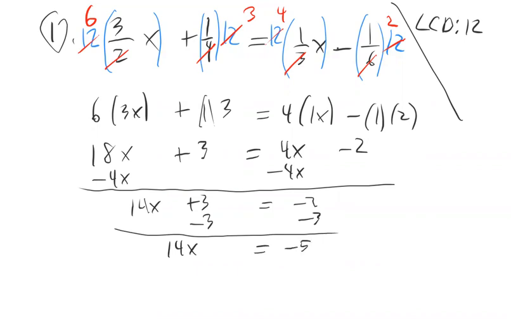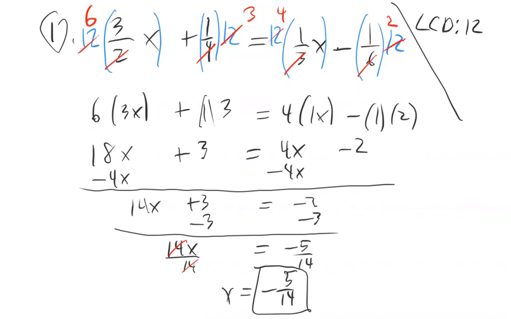And at this point, you're going to divide by 14 on both sides. So this 14 crosses itself out, and you're left with x equals negative 5/14. So the answer is, the solution set is negative 5/14.